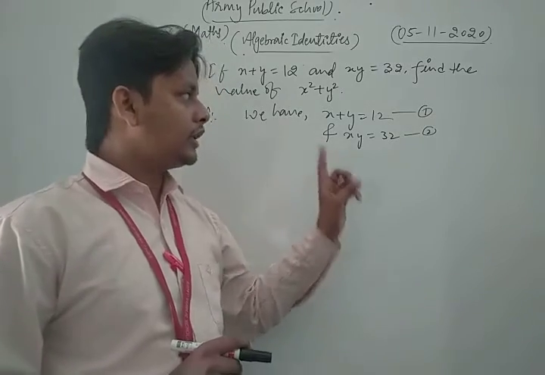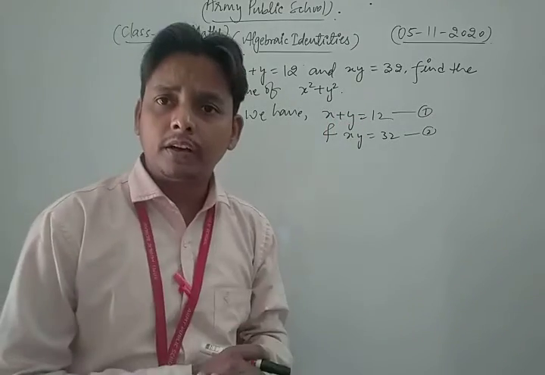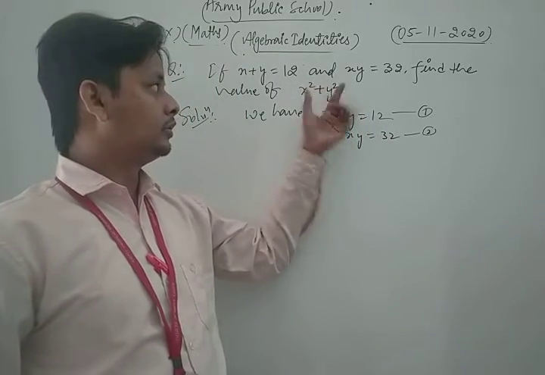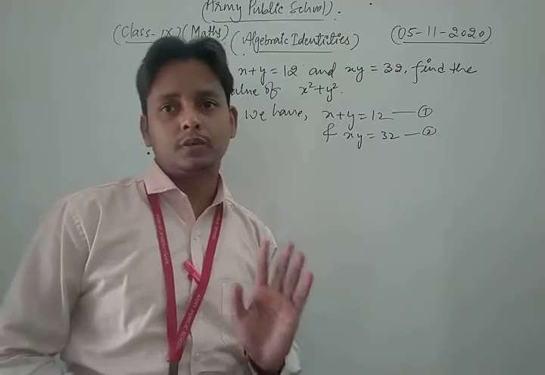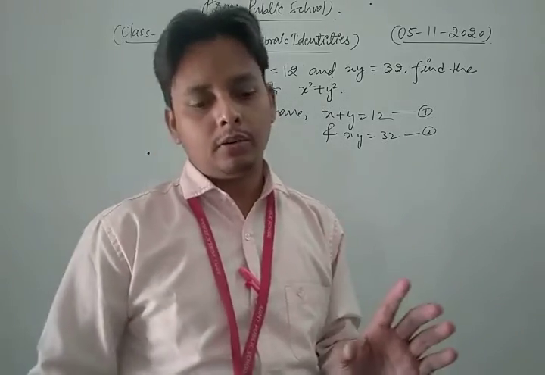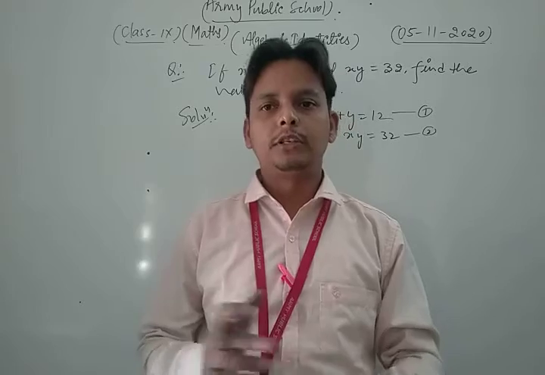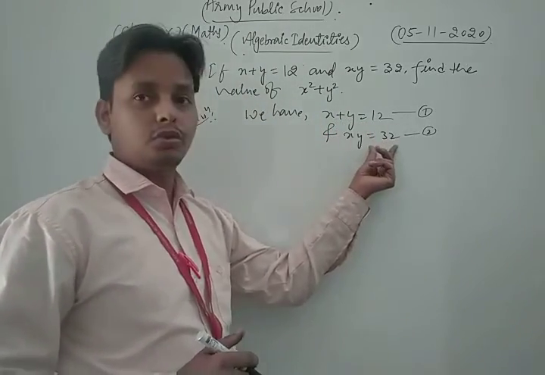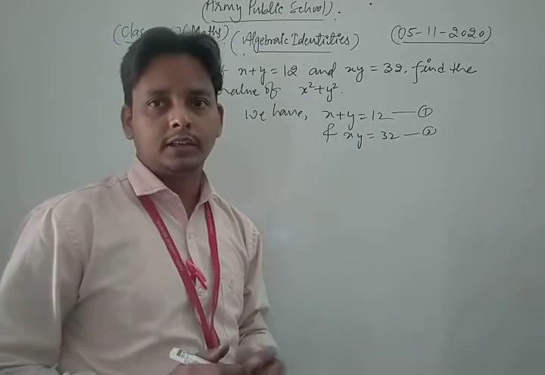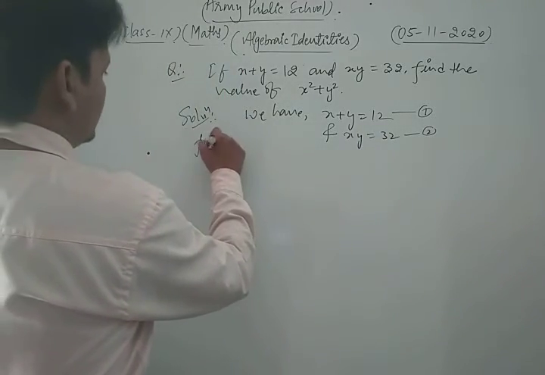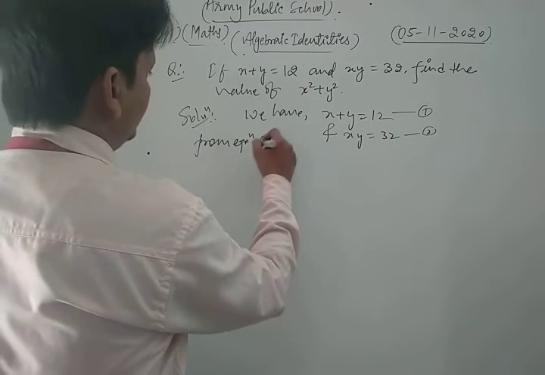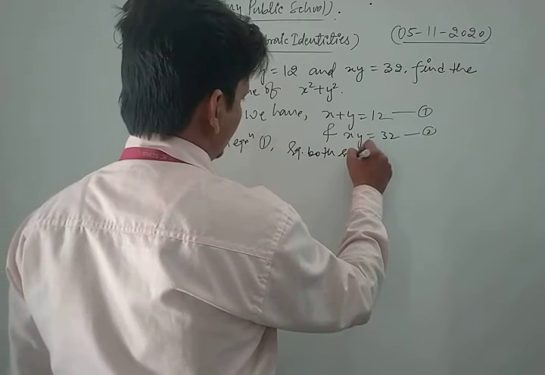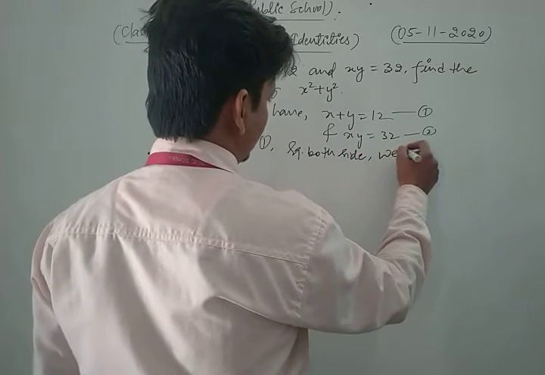Therefore, if you square both sides of equation 1, then you get the value x square plus y square, because you know that the formula for a plus b whole square is a square plus b square plus 2ab. So if we apply it here, then we get this relation. Therefore we square equation 1 on both sides.